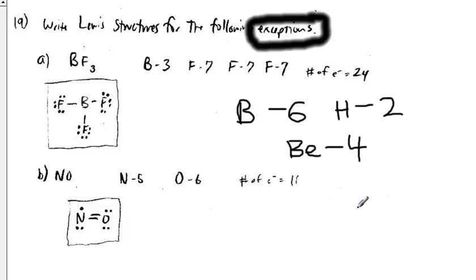Those are your exceptions. We see one of those in part A here. We see BF3 where it's got only 3 bonds and 6 electrons. Hey, boron, nice job, way to be stable. And we have another one here where we have an odd number of electrons. That's a slightly different issue here, but this is the accepted Lewis structure for NO. So this is the right structure. Here it is.